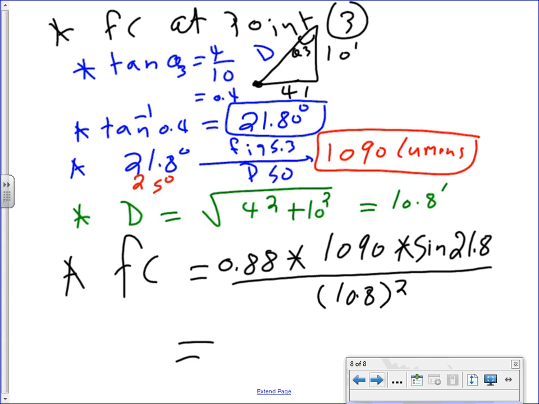2.9. Do I have a second? Second. 3.05. Oh, three different answers. Did we take 0.88 times 1 or 1090 sine? I just did sine 21, I didn't do 0.8. Okay. What was yours? 2.9. 2.9? Yeah, 3.05. 3.07. But it depends on how many decimal places hers is rounding to.